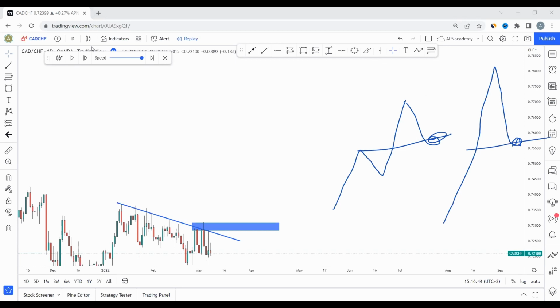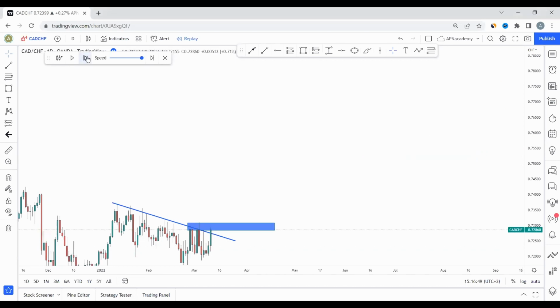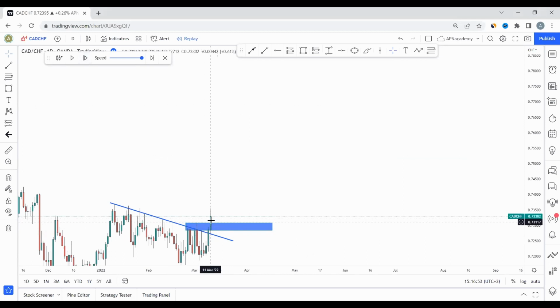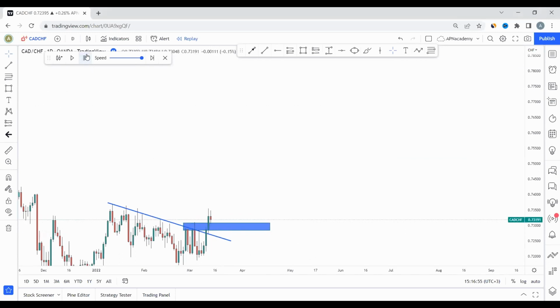So let's go. The market still has not broken. We are still inside. We want it to be broken. Now the market broke here. So we want it to come and retest it, which it did, and it came and retested. So it means that this is a new high.